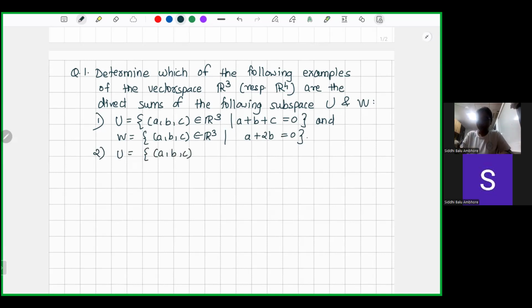So these are two subspaces of R3. U is such that A, B, C in R3 with A plus B plus C is 0, and W is a subspace in R3 such that for any vector A, B, C in R3, A plus 2B is 0.